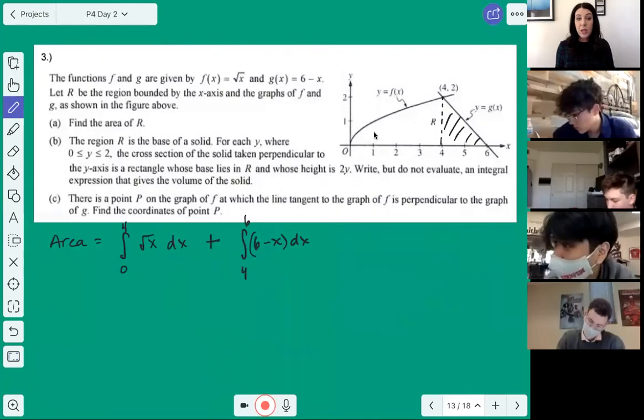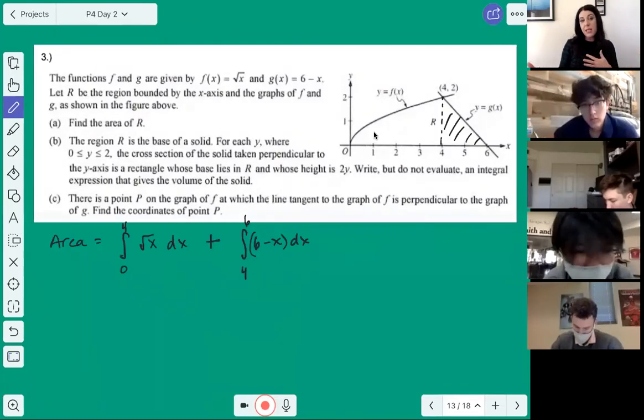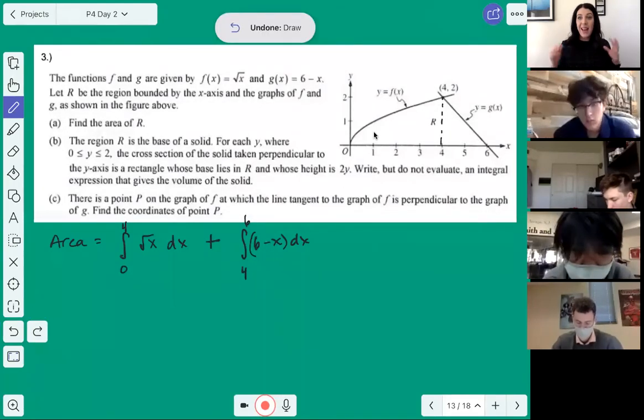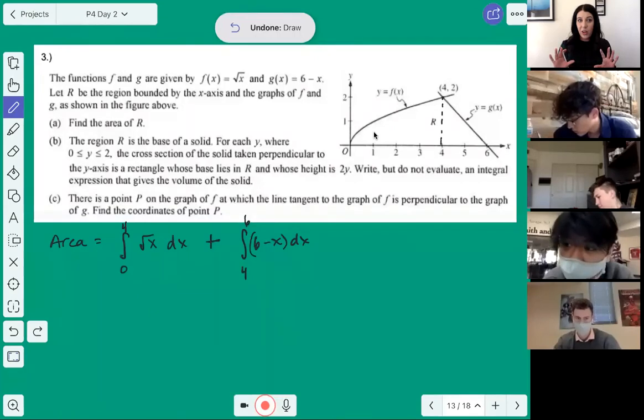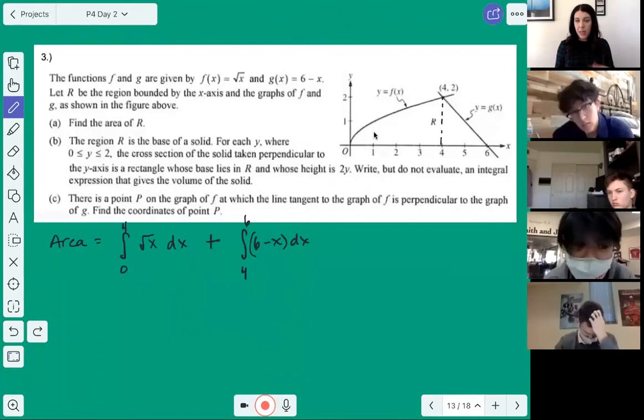So you're not doing square root of x minus 6 minus x, and you're not doing 6 minus x minus the square root of x. You are finding those two areas and then adding them together. Okay. I'm not going to spend too much time walking through this integral itself because the integral itself is not the hardest part of the problem. The hardest part of the problem is the setup, making sure you set this up correctly.